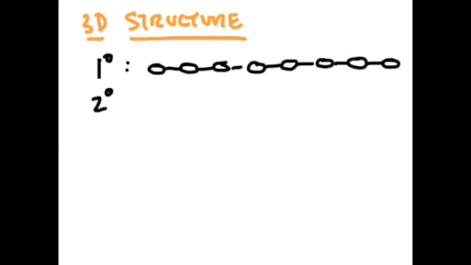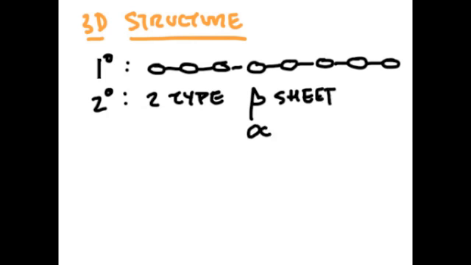Then we have the secondary structure. There are two types of secondary structure that you need to know. One of them is called the beta sheet, that's a B, beta sheet. And the other is called the alpha helix. A protein can have both of these things, and you'll see and understand why that's the case.